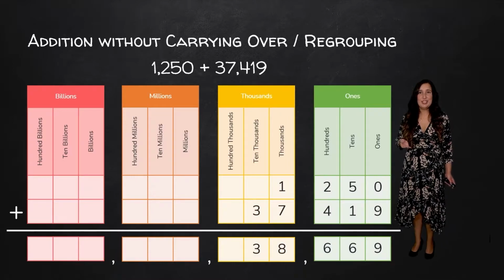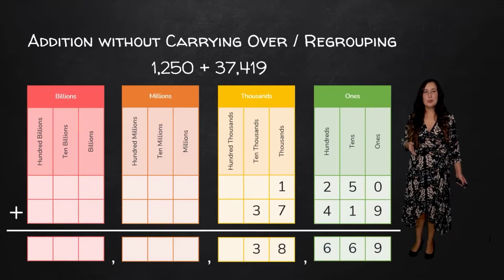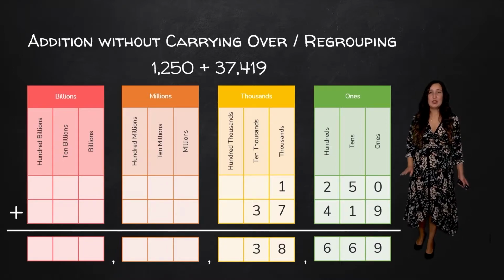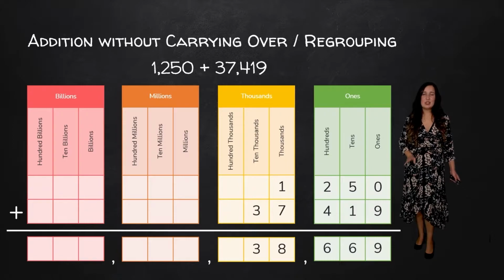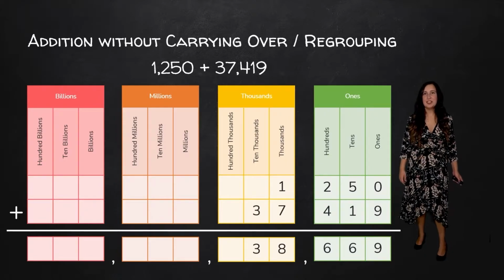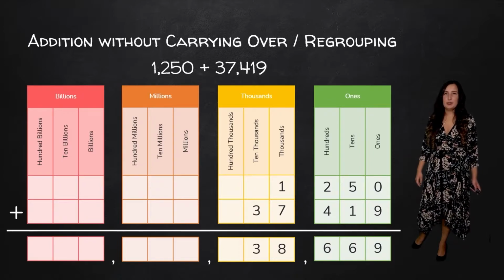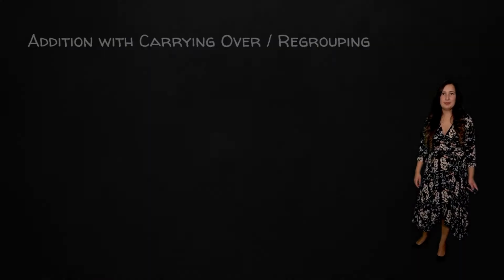All right, so 1,250 plus 37,419 equals 38,669. All right, and now we're going to move on to our next example.